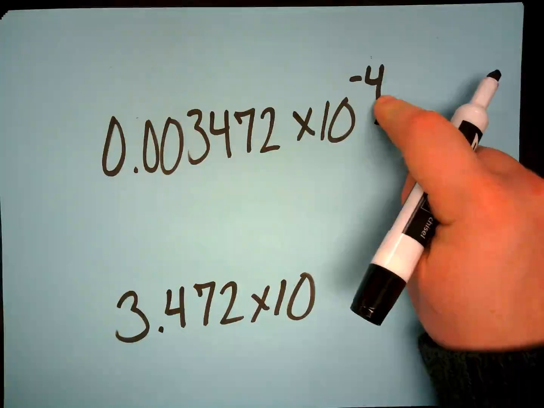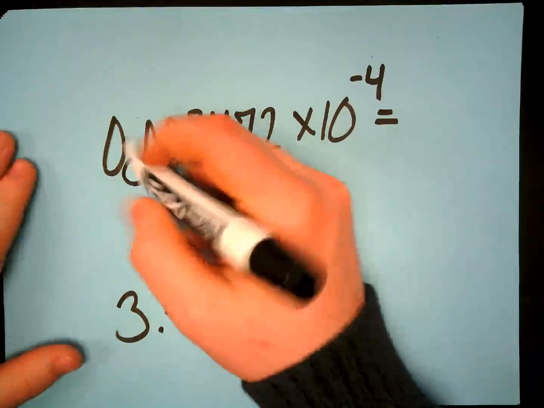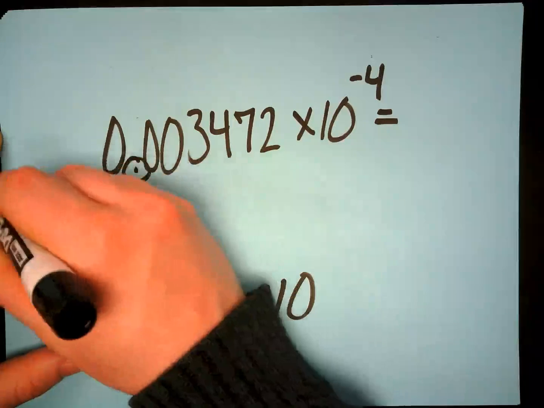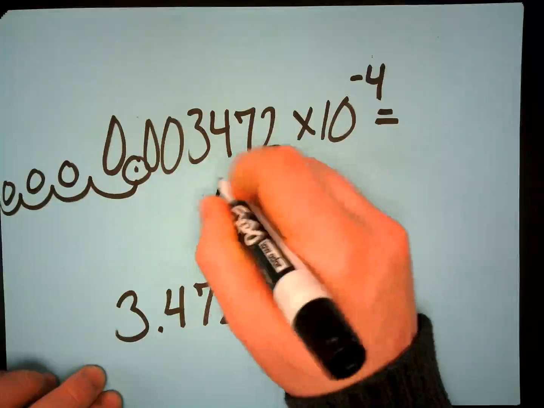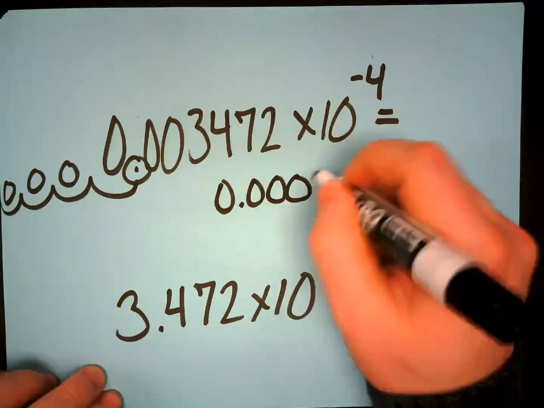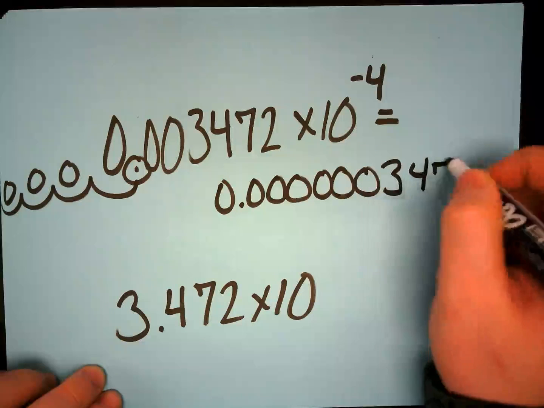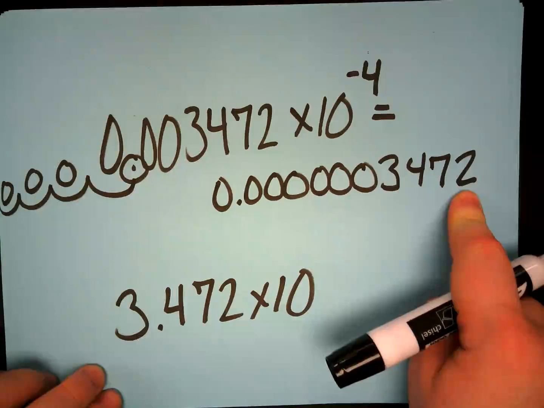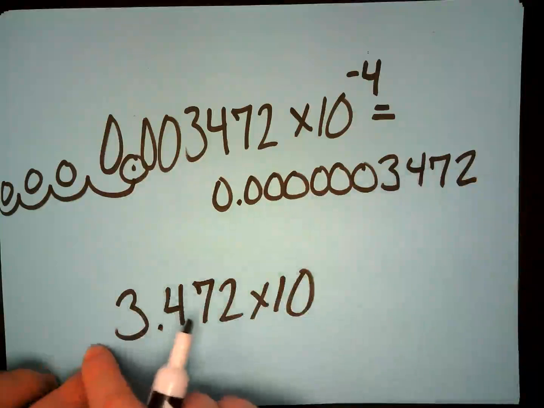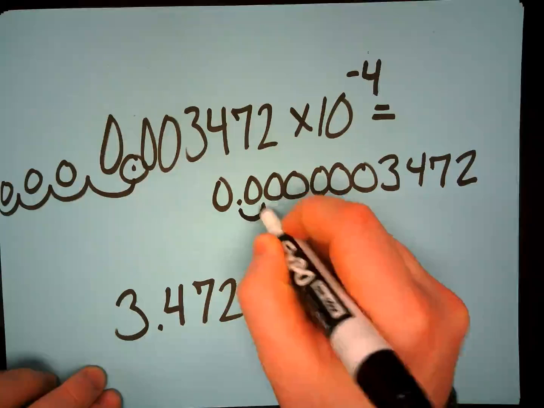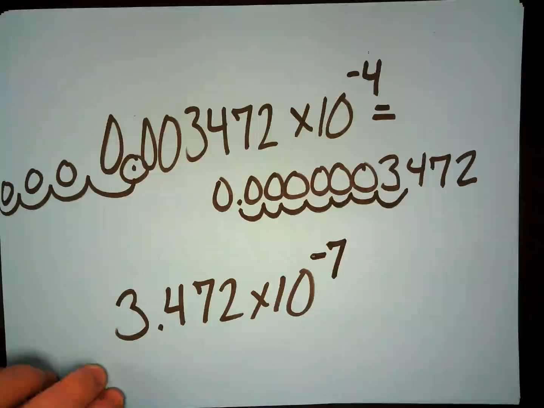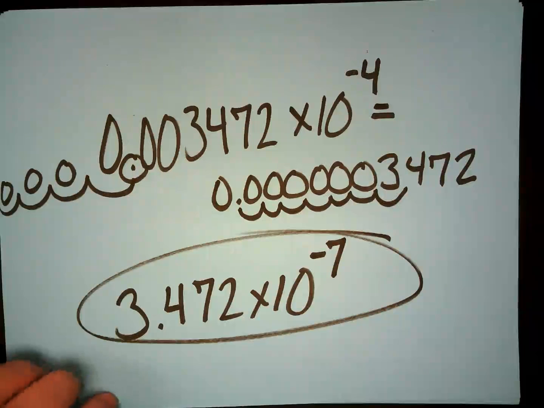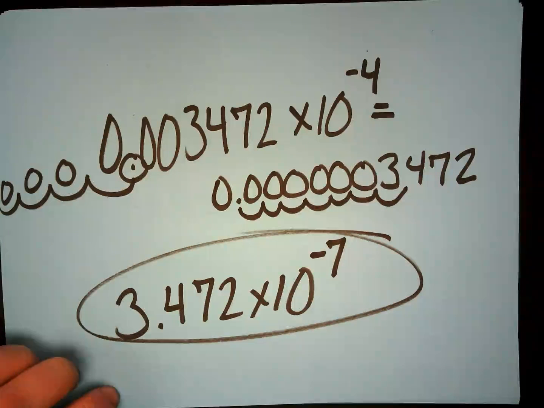So looking at here, when I'm taking it out, a negative 4 means I'm moving my decimal to the left. And in this case, 4 places. So it's going to be 1, 2, 3, 4. Fill those in with zeros. And then what that would look like would be 0.00003472. So now that I'm taking it out of scientific notation, let's put it back in. So that's going to be 1, 2, 3, 4, 5, 6, 7. So I would then have an answer of 3.472 times 10 to the negative seventh power.